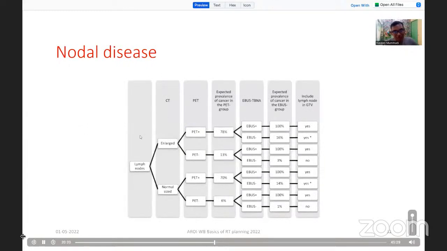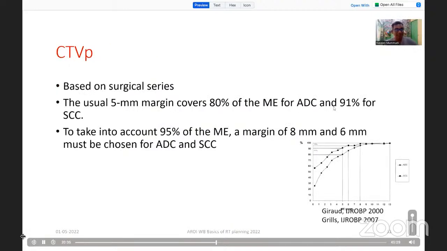So this is just a flow chart to tell you the incremental value of PET-CT scan and EBUS whenever that is done, and to tell you how much percentage you might be sure that this lymph node is actually diseased and not infected. So once you're done with drawing your GTV primary and the GTV lymph node, the next step is to draw the CTV, which is adding the subclinical extent to the gross disease.